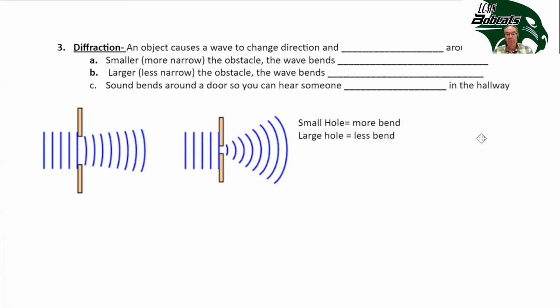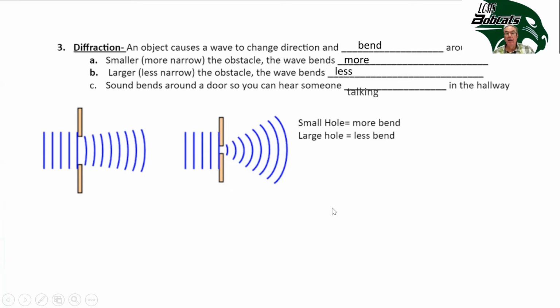Now, in this last example, it's kind of in between. It hits a surface that it can't pass through, but there's a hole in it, so it can go through the hole and bend around the hole. This bending around as it goes past a barrier is called diffraction. In diffraction, an object causes a wave to change or bend around it. Okay, the smaller, the narrower the obstacle, the more it bends. The less narrow the obstacle, the wave bends less.